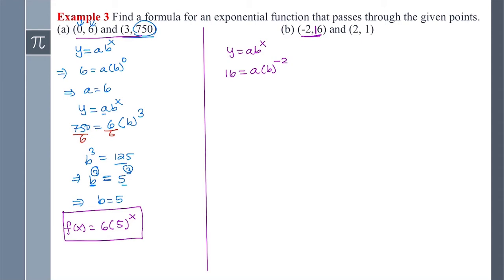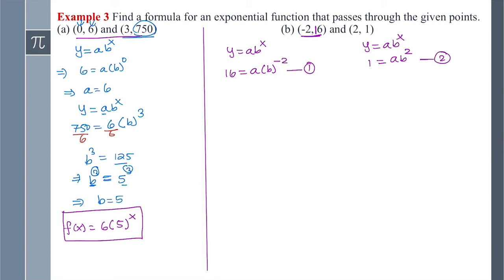It looks like we cannot do anything here. We have two unknowns, and it's not like the first one. So we'll just call this equation 1, and we'll just leave it here, okay? And then we'll use the other point. So we'll again write the same thing, y equals a b to the x. And then this point here, 1 equals a b to the x is 2, okay? So now we have 16 equals ab to the negative 2, and then 1 equals ab squared. So this is equation 2.